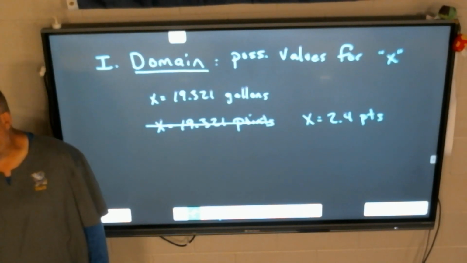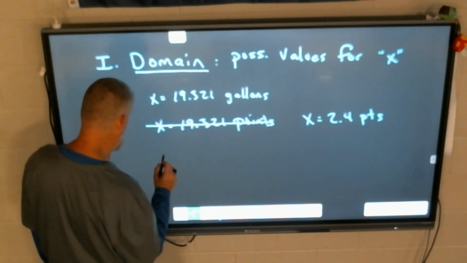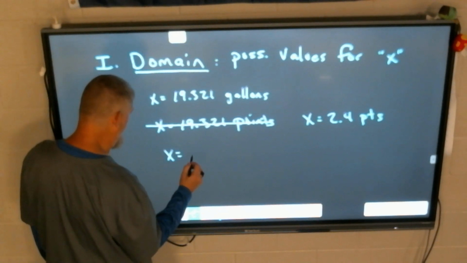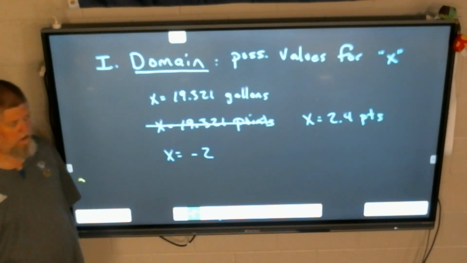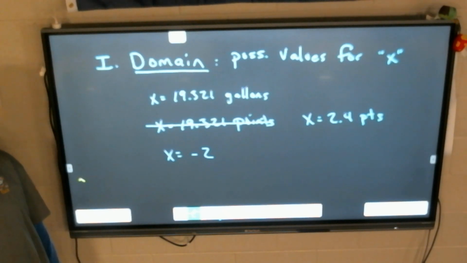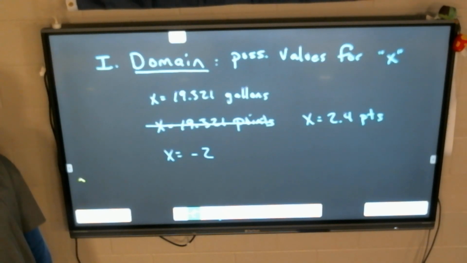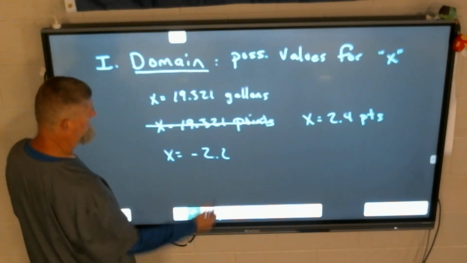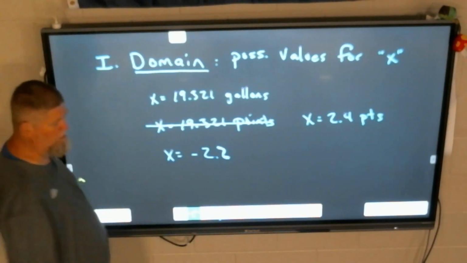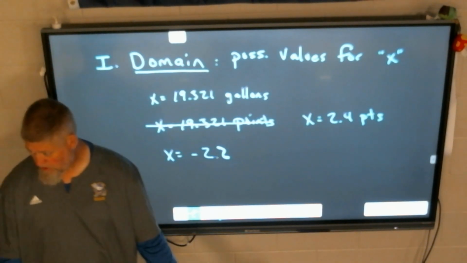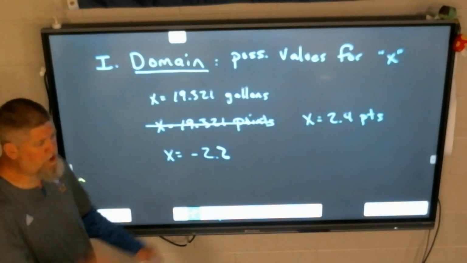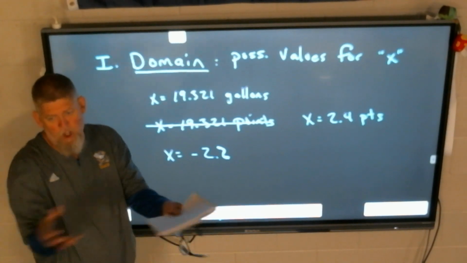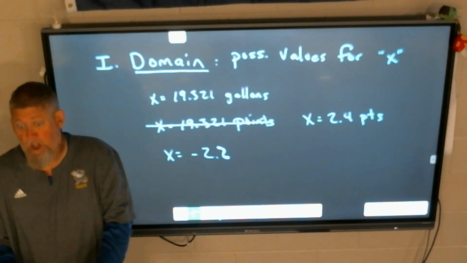I can't have negative integers. Can I have a golf score of negative 2? You guys know anything about golf? Yeah, you can. 2 below par, right? Can I have a golf score of 2.2? No, because it has to be integers, positive or negative. So the domain of my situation defines what numbers I can put in.